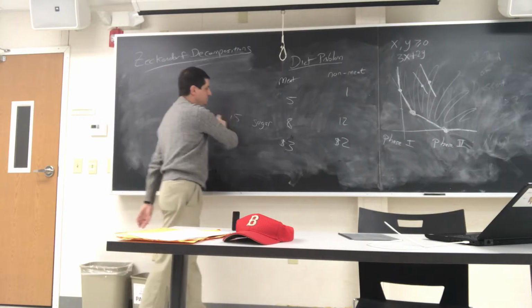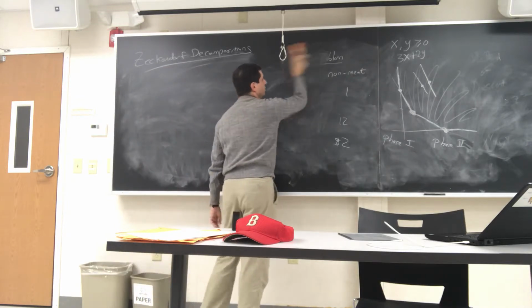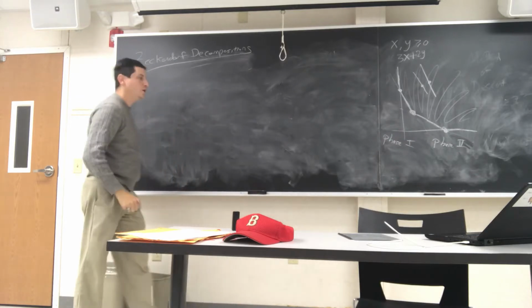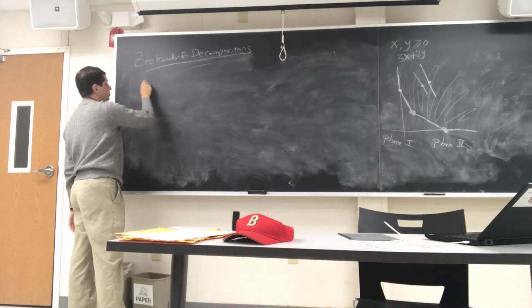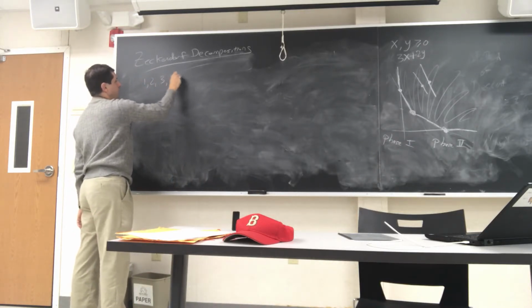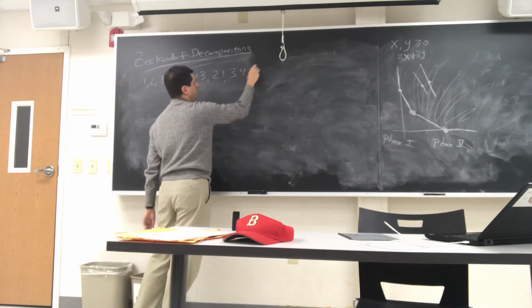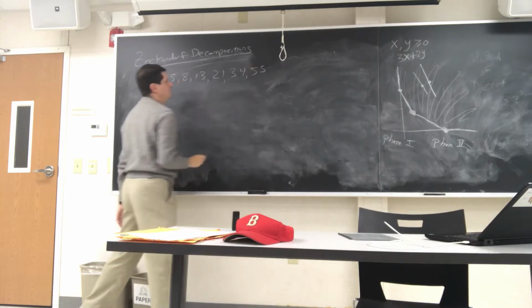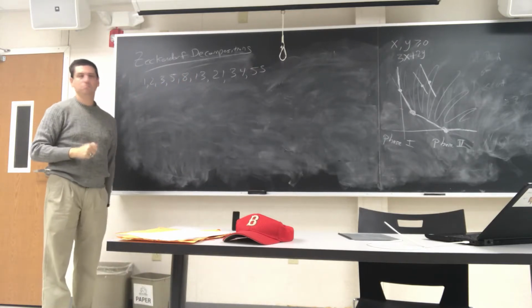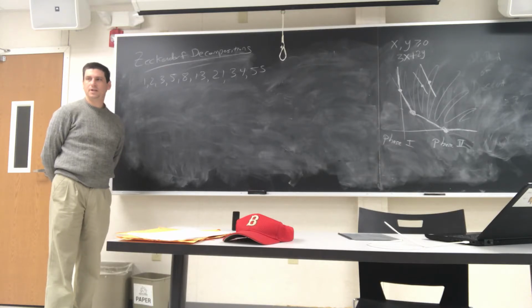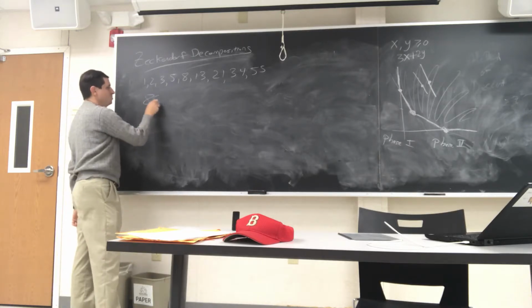So the Zeckendorf decomposition, we know you can always get to it. So let's say we have the Fibonacci numbers 1, 2, 3, 5, 8, 13, 21, 34, 55. And let's take, somebody give me a number that's less than 89. And at least 20. 88. 88, thank you. You're making me work for it, huh?